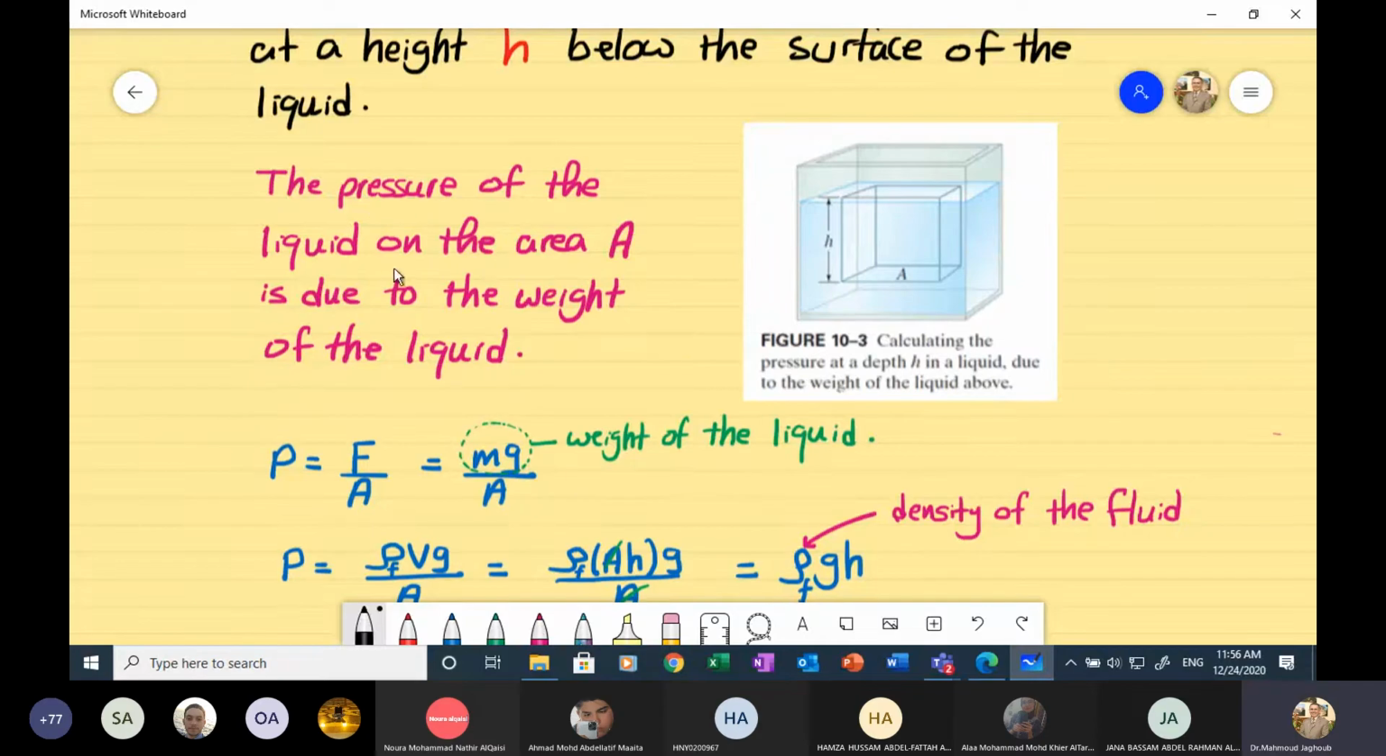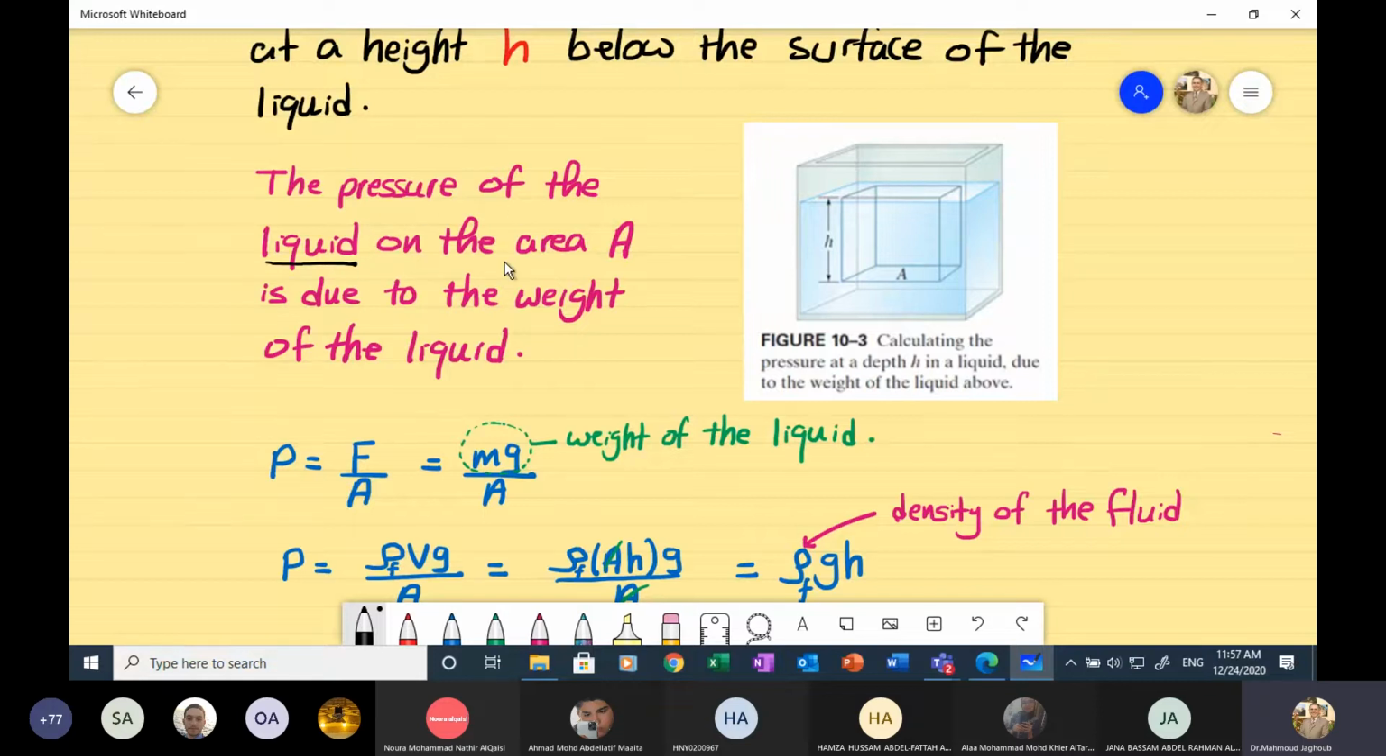So this is what the question is asking for. We need the pressure of the liquid. Notice I am only calculating the pressure of the liquid. Why am I saying this? Because there is also a pressure due to the atmospheric pressure if this is open to the atmosphere. I am only interested in what? In the pressure of the liquid.